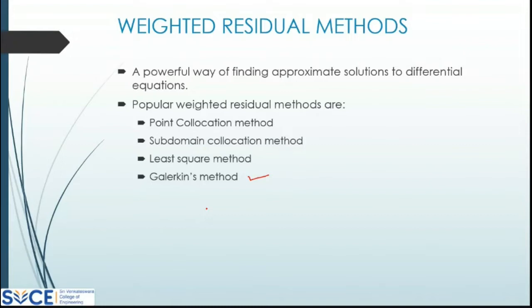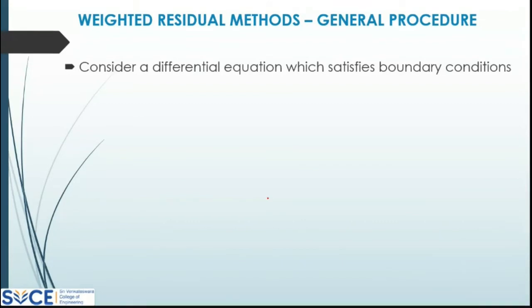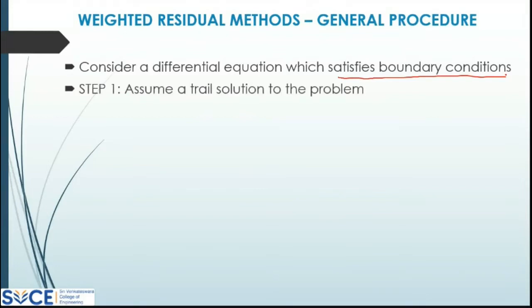So the first step is point collocation, and you go one by one accordingly. Okay, what is the procedure? You take any differential equation which satisfies the boundary condition. The differential equation should satisfy the boundary condition. You take an equation, then you assume a trial function.